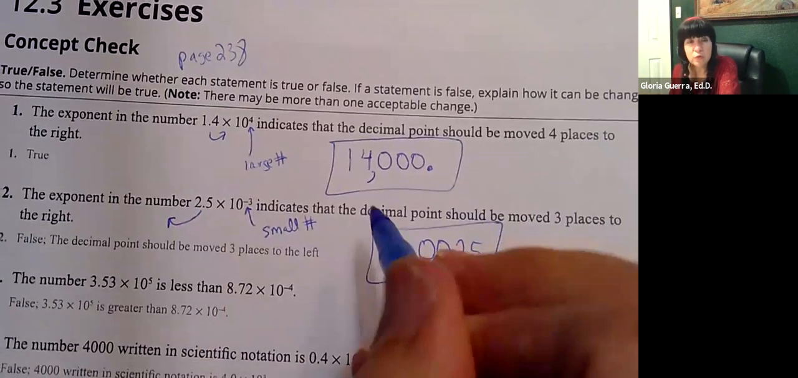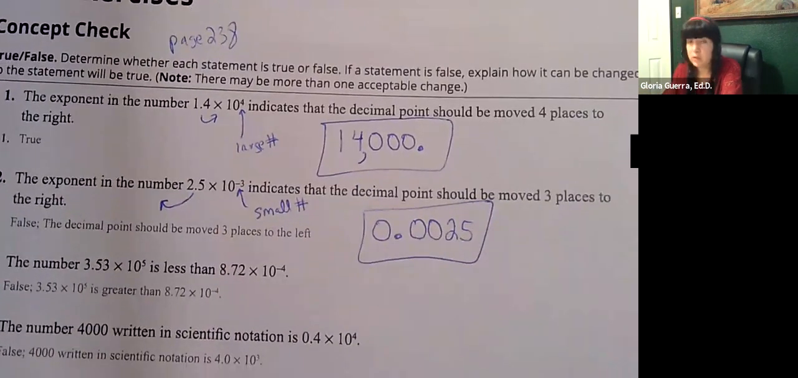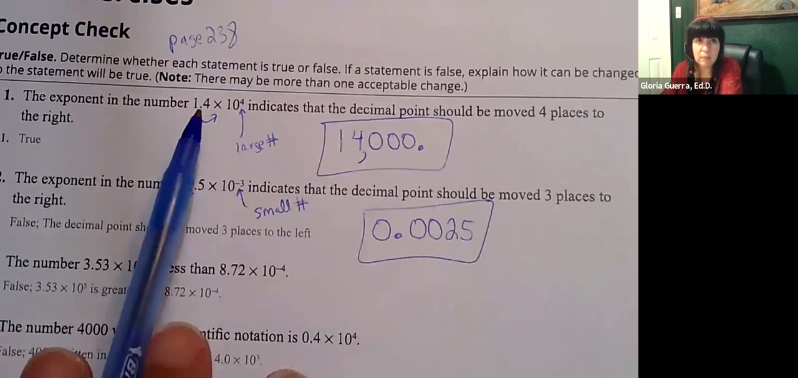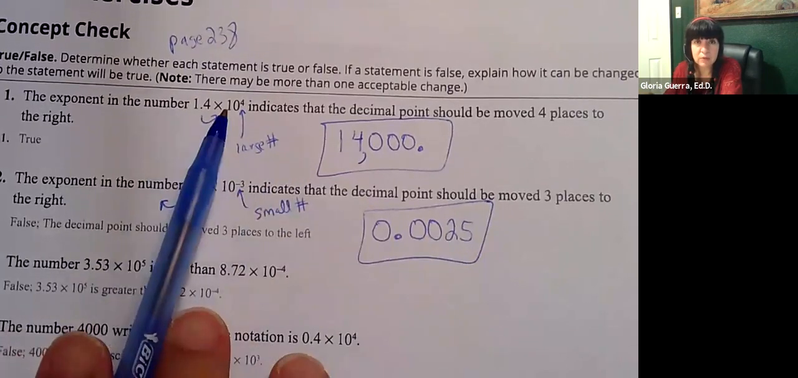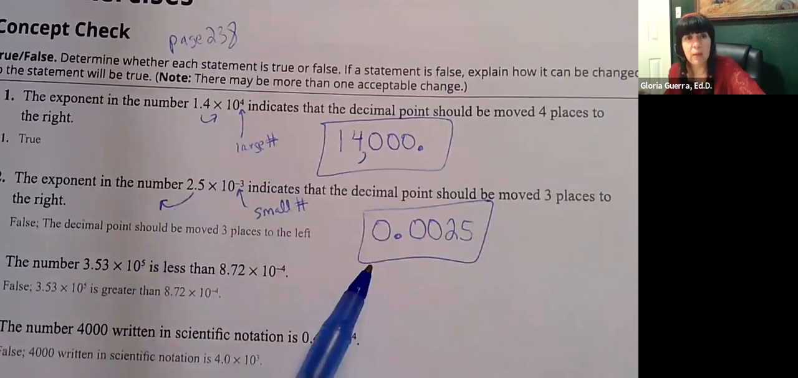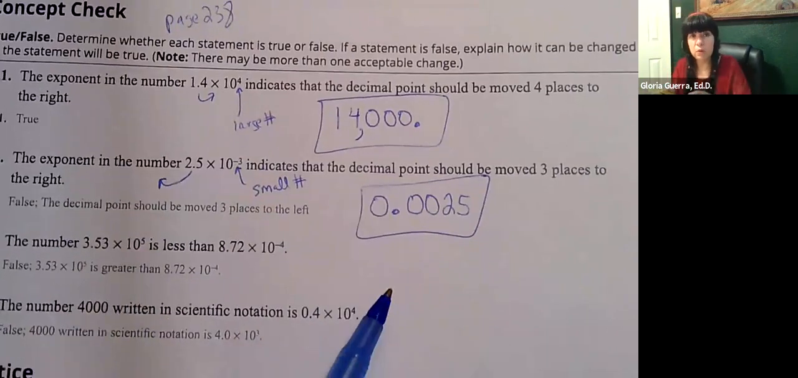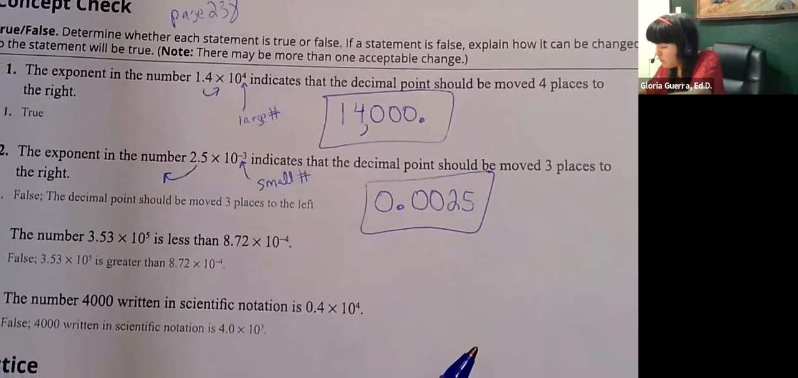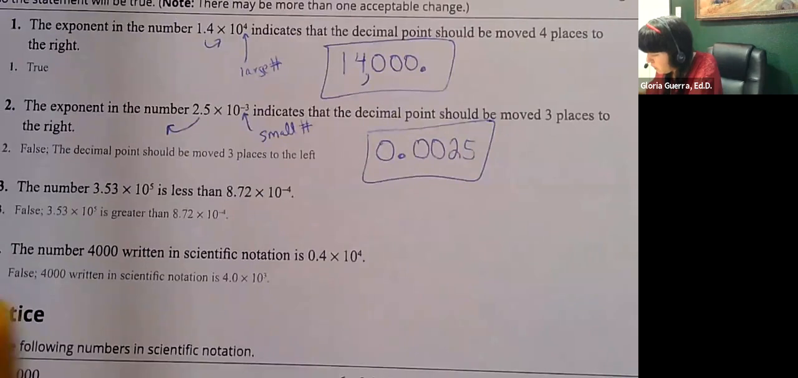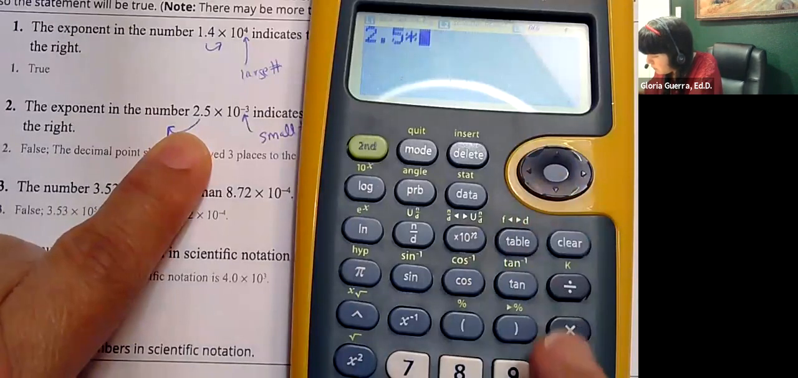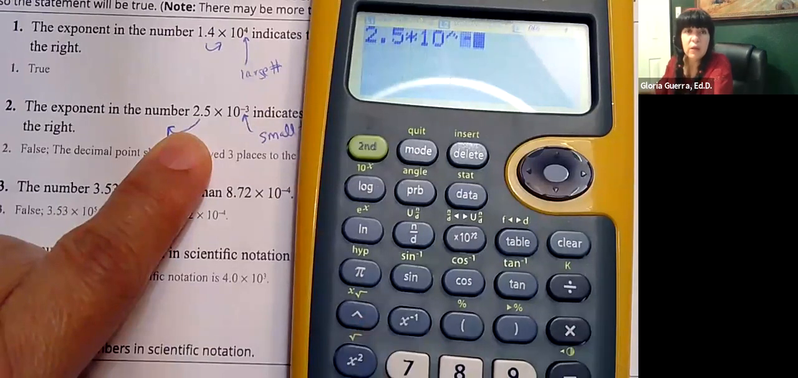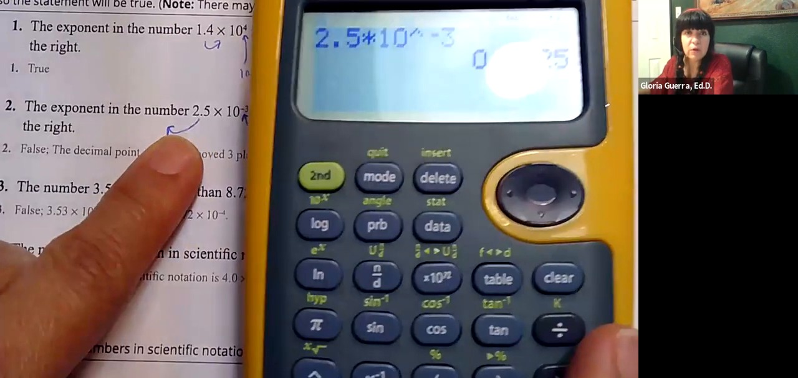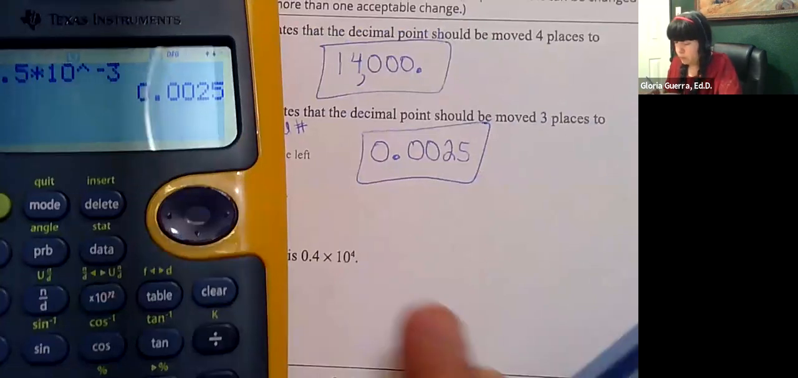Okay. Also, if you use your calculator, you can use your calculator on these. Type this in and you should get that. Type this in, you should get that. Okay. And I can show you on this 2.5 one. 2.5 times 10 raised to the negative third. And you see how we get that. So you see, it checks off. Okay.